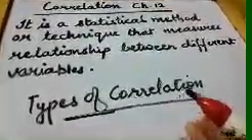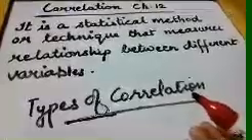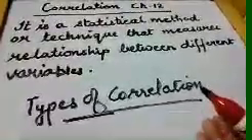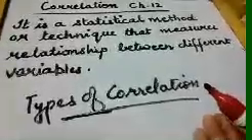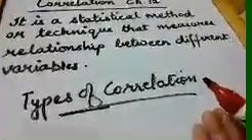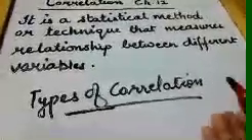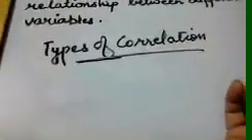And yesterday we started our chapter correlation, chapter number 12. Yesterday we learned what the meaning of correlation is and what the two types of correlation are, depending upon their increase and decrease. Okay, and today we'll be learning about types of correlation depending upon the change.